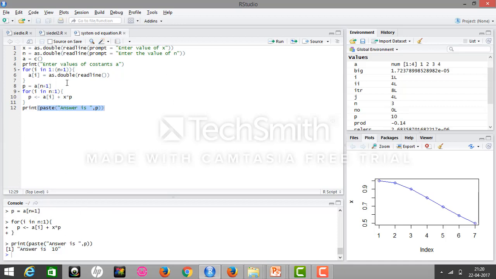So here's the technique that represents the polynomial equation in our programming language.